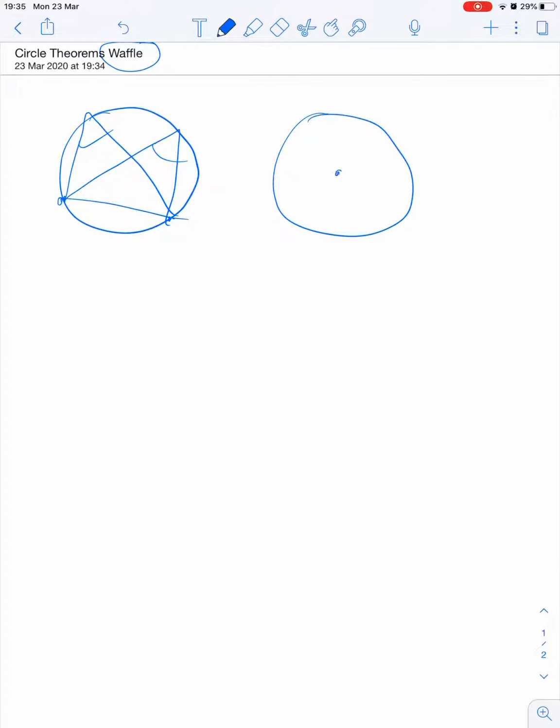You've hopefully realised that when you've got the centre, the angle at the centre is twice the angle at the circumference. So if this is 2x, this one will be x.